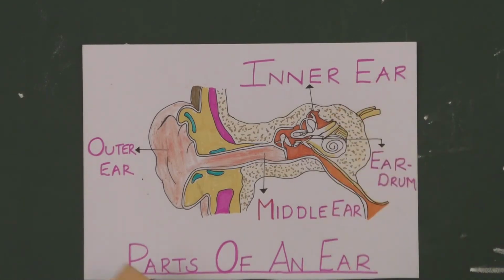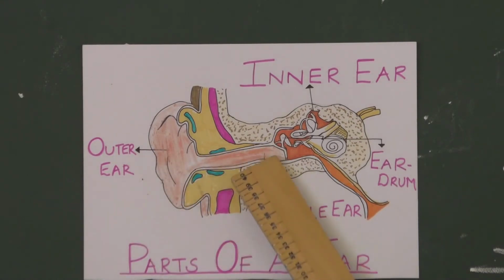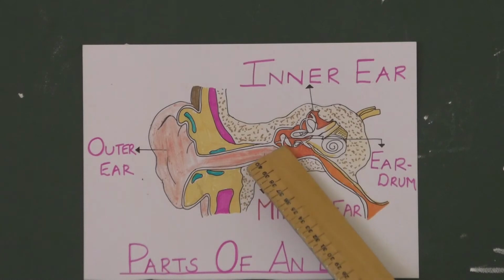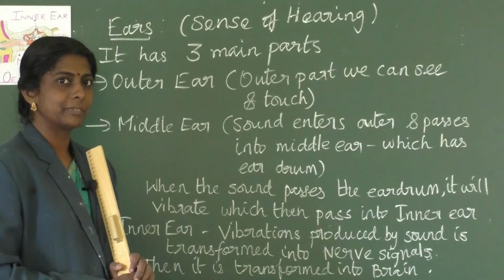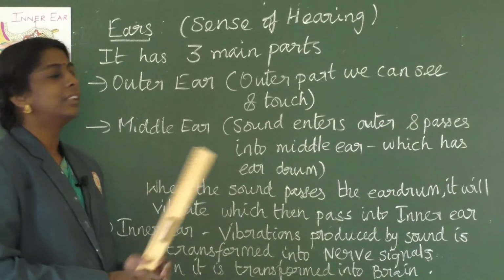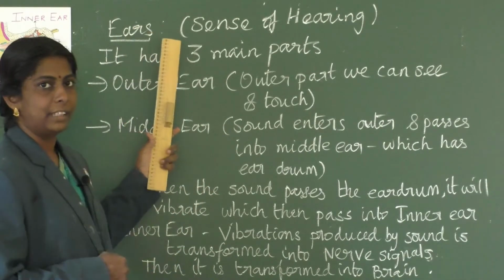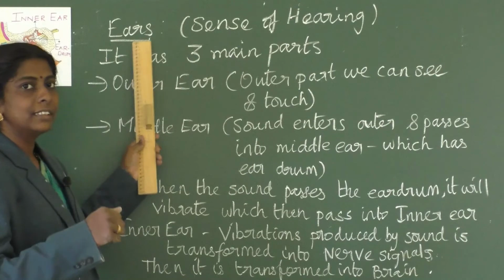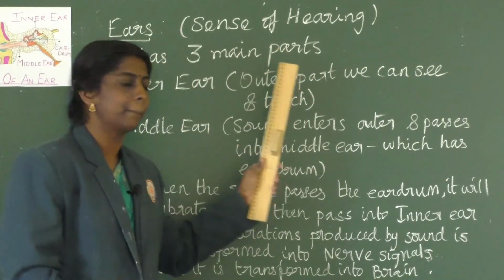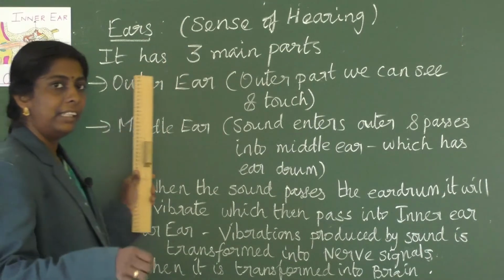Can you all see this? So, our ear has mainly 3 parts: outer, middle, and inner. And the middle ear has the eardrum. Clear? Now, children, let us learn about ears in detail. The ear gives the sense of hearing, and it has mainly 3 parts.